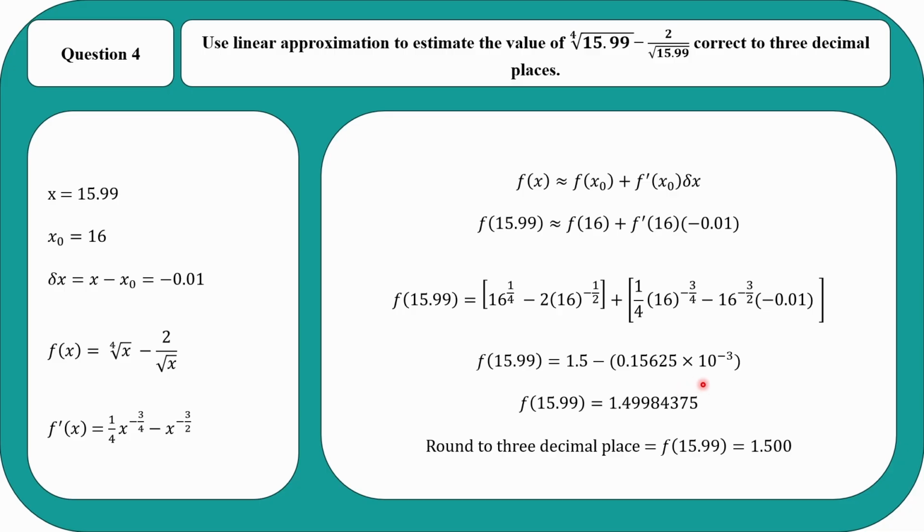For this bracket we got 1.5, and for this bracket we got 0.1415625 times 10 power negative 3. So we have to subtract these two numbers, and we got 1.4998437. So we can round to three decimal places, which gives the answer 1.5. So that's the final answer. Thank you.